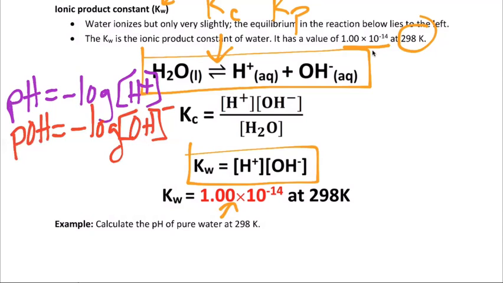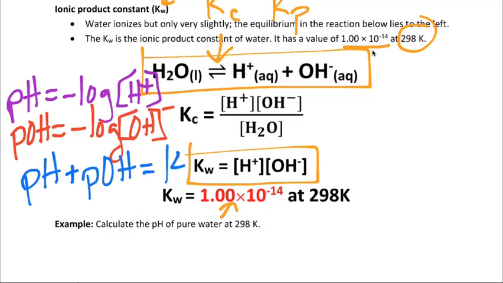Now, pH and pOH are related because anytime you add the pH of a solution and the pOH of a solution, it always equals 14 because that's our pH scale. It goes 0 to 14. So the pH and the pOH, they always have to equal 14.